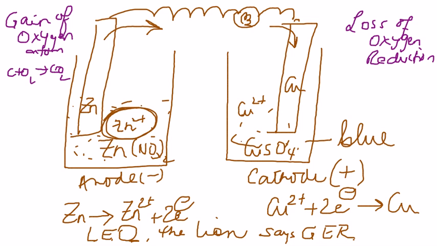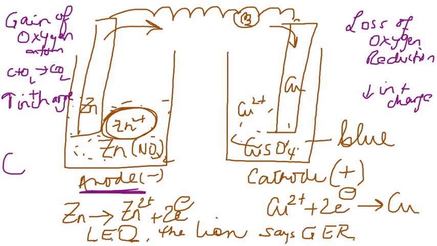You can also take a look at it as an increase in charge. Increase in positive charge is oxidation. Decrease in positive charge is going to be called reduction. So hopefully you can see that on the left hand side at the anode is where oxidation takes place. At the cathode is where reduction takes place.